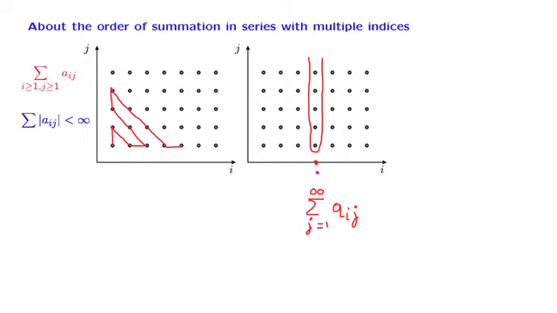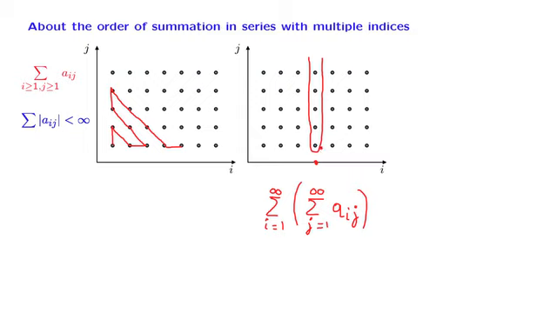So for every possible i, we're going to get a particular number. And then we take the numbers that we obtain for the different choices of i, so i ranges from 1 to infinity, and we add all those terms together. So this is one particular order, one particular way of doing the infinite summation.